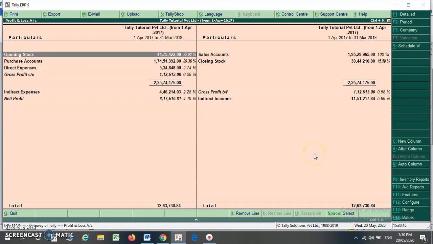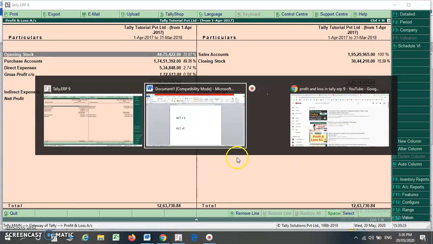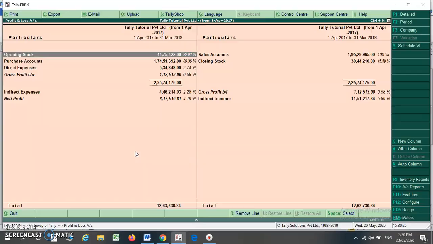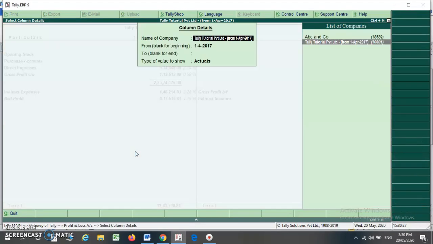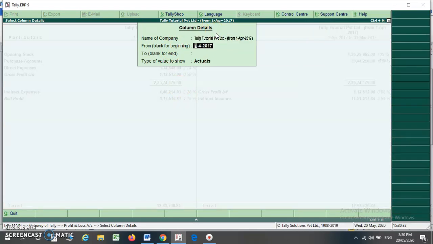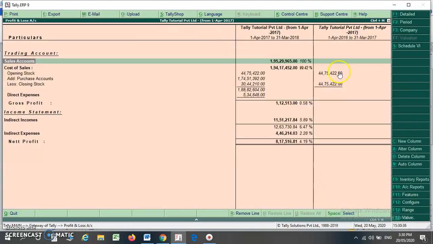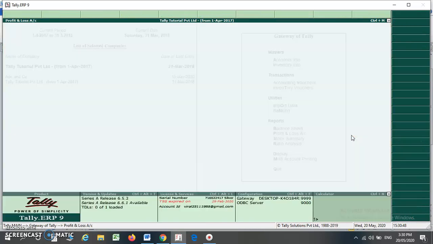Now friends, in this way you can analyze your profit and loss account. Suppose you want a columnar profit and loss account, then just press Alt plus C. I will find my columnar detail. Suppose I am selecting the same company and a different year. You will find that this is my 17-18 profit and loss account, this is my 16-17 profit and loss account, and I can compare both years' figures with this columnar detail.